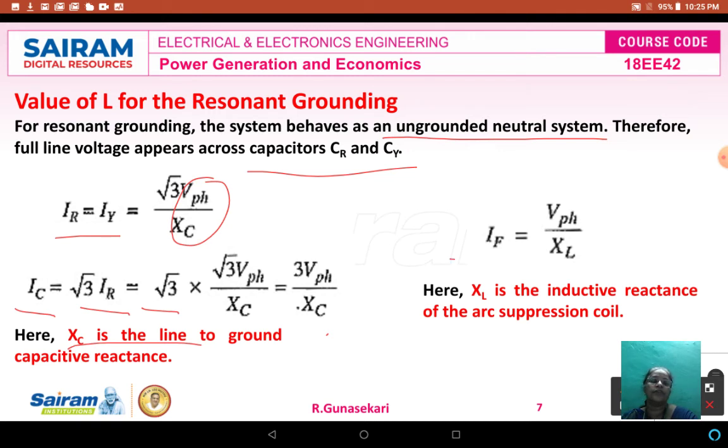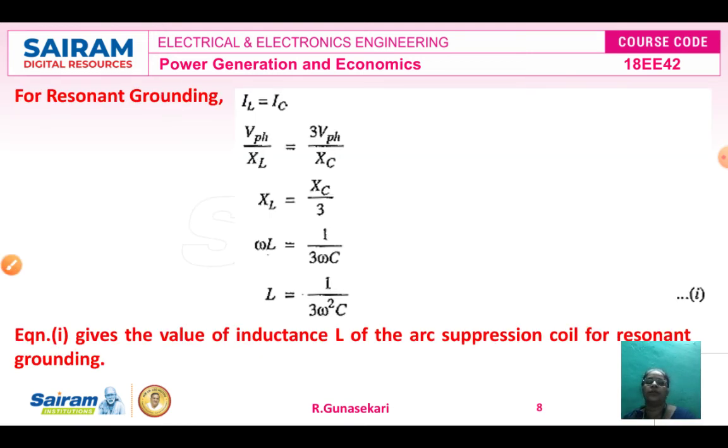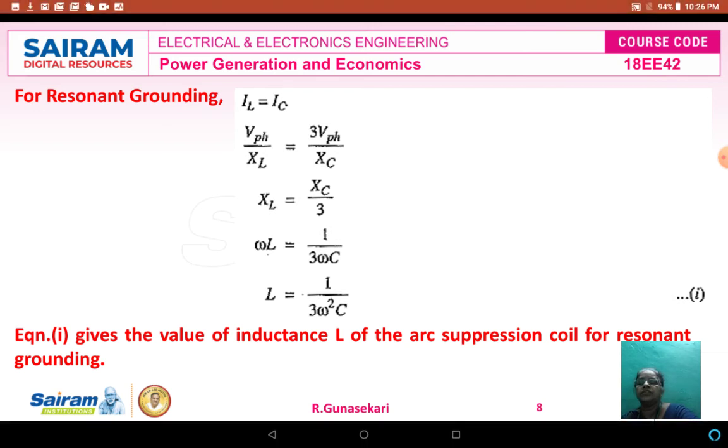Similarly, we can calculate the fault current IF equal to V phase divided by XL. Here the XL is the inductive reactance of the arc suppression coil. This is the difference between the capacitive current IC and the fault current IF. The capacitive current IC is equal to 3 times the V phase divided by XC. The XC is the line to ground capacitive reactance. But the fault current IF equal to V phase divided by XL, where XL is the inductive reactance of the arc suppression coil.